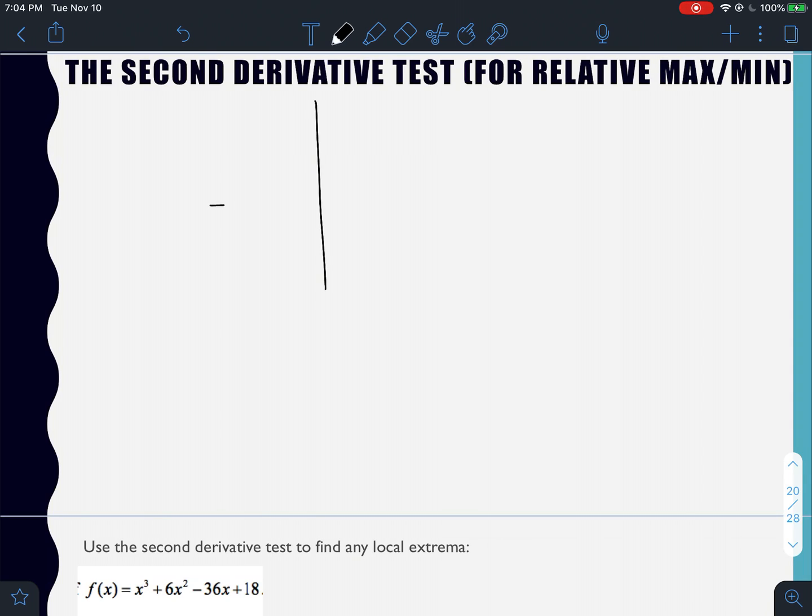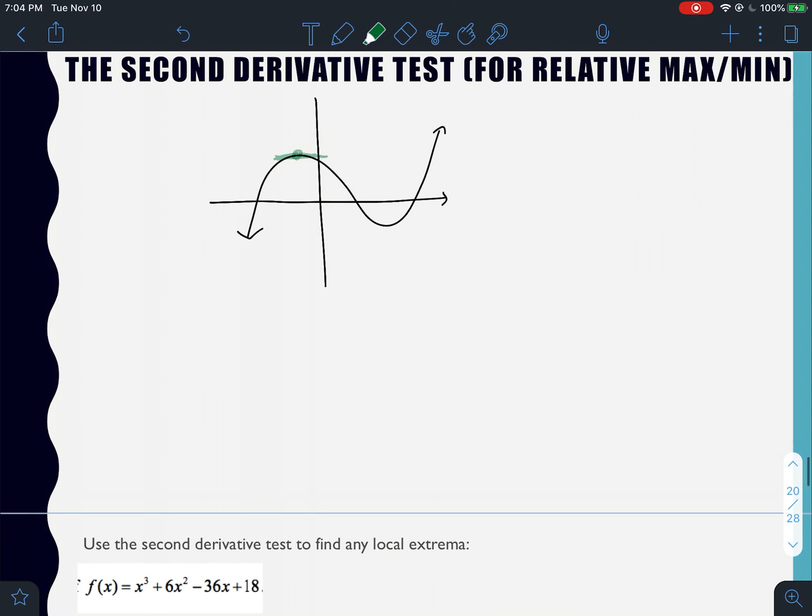We can also use the second derivative to determine whether a function has a relative min or a relative max at a given point. So how would we do that? If this is my original function, we know that it has a relative maximum right here. What happens to have a relative maximum? We know from the first derivative test that the first derivative would have to equal 0 or be undefined, and it has to change from positive values to negative values.